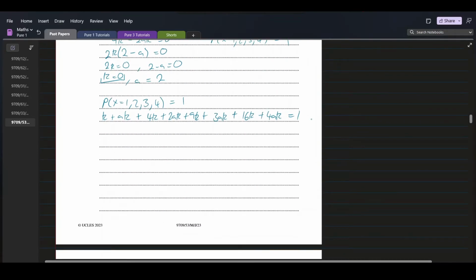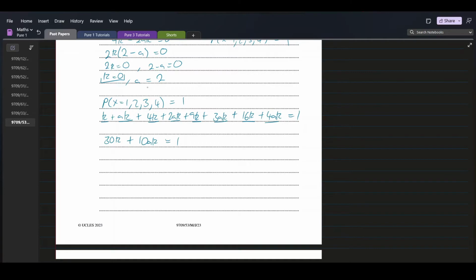Okay, so let's add the like terms. So we've got k plus 4k, that's 5k. That makes it 14k, and then that's 30k. So we've got 30k, then ak, this becomes 3ak, 6ak, and 10ak, and this is equal to 1.